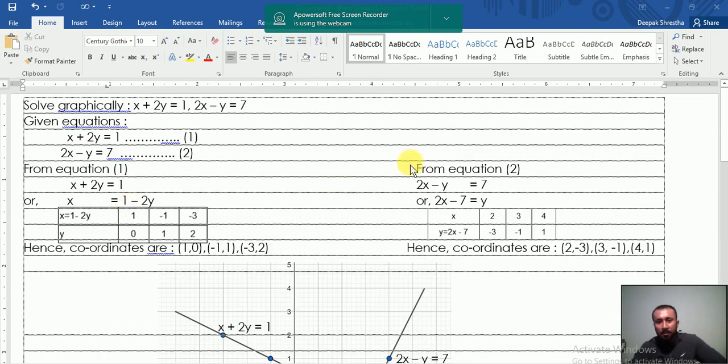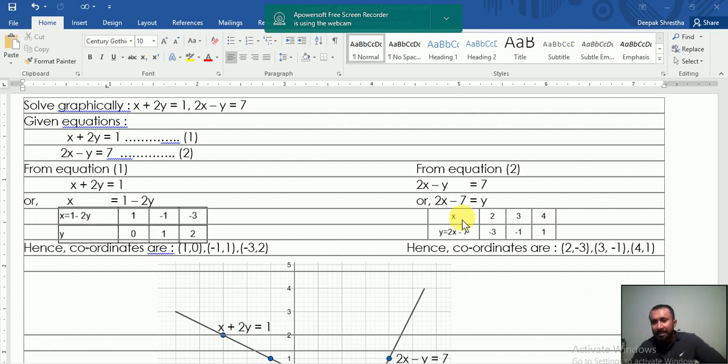Now let us move on to the second equation. The second equation is 2x minus y equals 7. Here the coefficient of y is 1, so we will make y the output variable and x the input variable. But here y is negative, so we are going to place it on the right side so that it becomes positive, and we are taking this 7 to the left hand side, so we get 2x minus 7 equals y. For this also we are going to make a table, and we are going to put again 3 values.